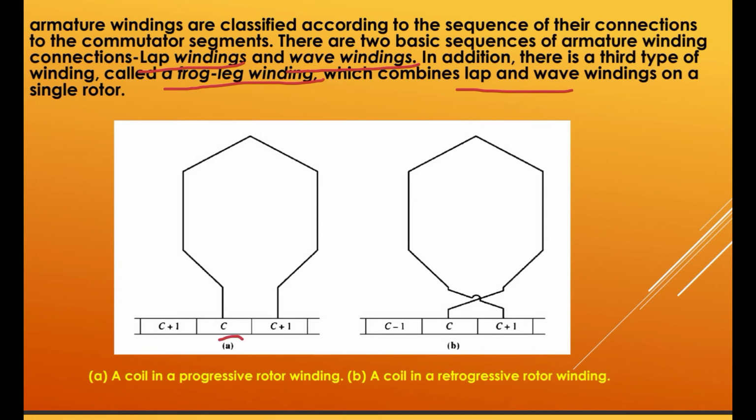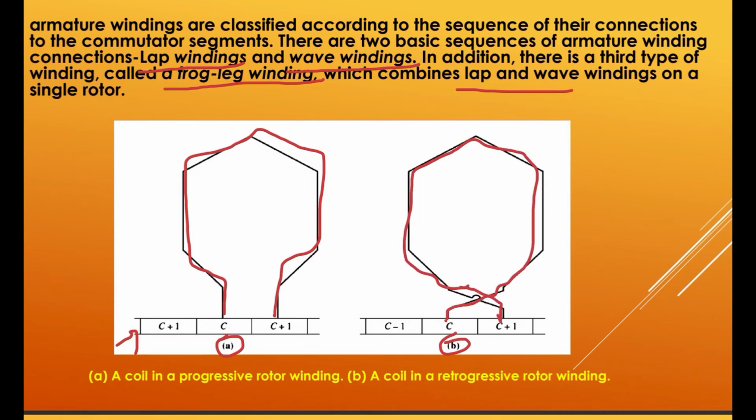In this figure, A shows a coil in a progressive rotor winding. As you can see, it goes from segment C to C plus 1, the next segment. For B, this is a coil in a retrogressive rotor winding. As you can see here, it goes from C back to C minus 1.